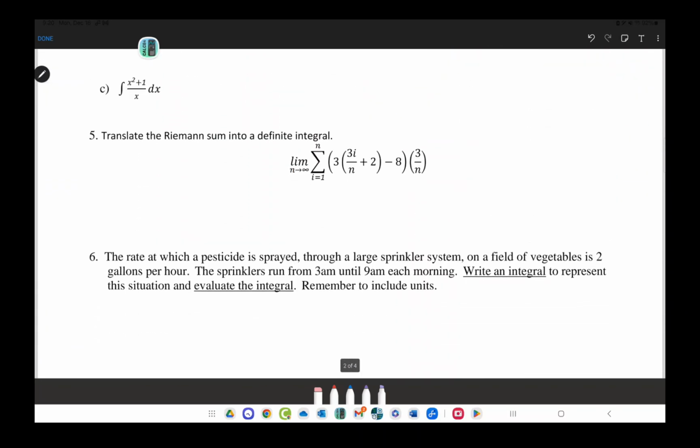Are we going to have to know how to go from the integral to the Riemann sum, or vice versa? You can look at the notes on that section. It really wasn't too bad. You need to know that delta x is b minus a over n, and that f of xi is a plus delta x times i.